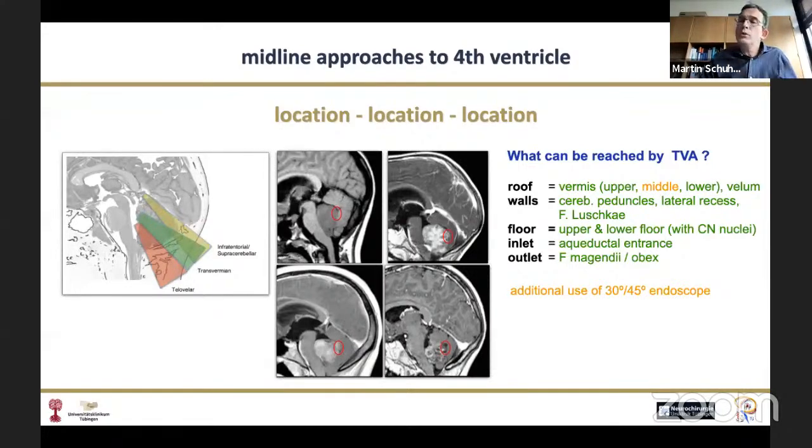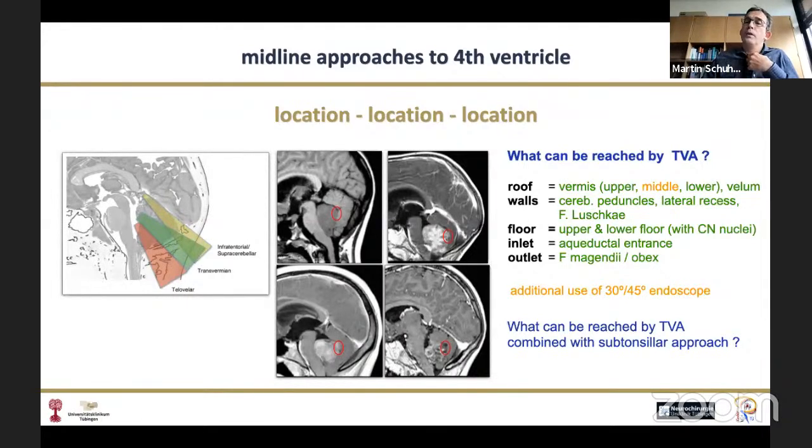Okay, so the additional use of an endoscope, we have seen a KEVO in one of the previous presentations, or any 30 degree, 45 degree endoscope helps you to actually have a good view to that angle and avoid having residual tumor up there. And what can be reached by the telovelar approach with the subtonsillar approach in our terminology is what we have already seen as the approach to the lateral recess. And when you open the lateral recess alongside the PICA and all those vessels, you have access to the whole lower cerebellopontine angle. Lower is everything below 7 and 8.